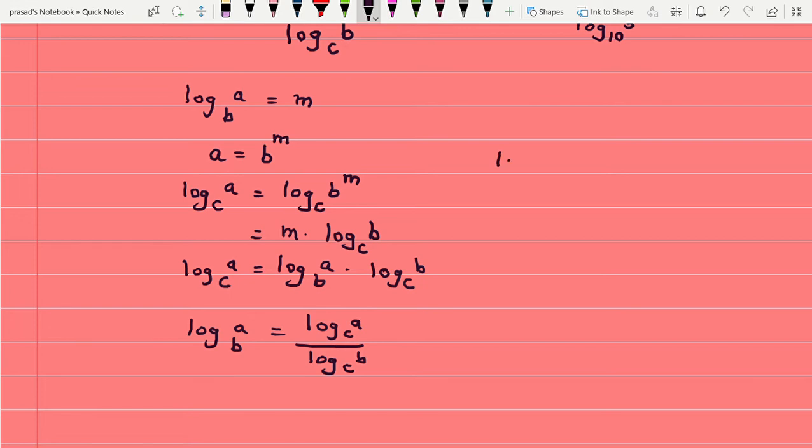Now see, I have got log of a to base b. I will change the base to a. So how will I do that? Log of a to the new base a divided by log of the old base b to the new base a. Now log of a to base a, we have already seen, log of any number to the same base is 1. So it will be 1 upon log b to base a.